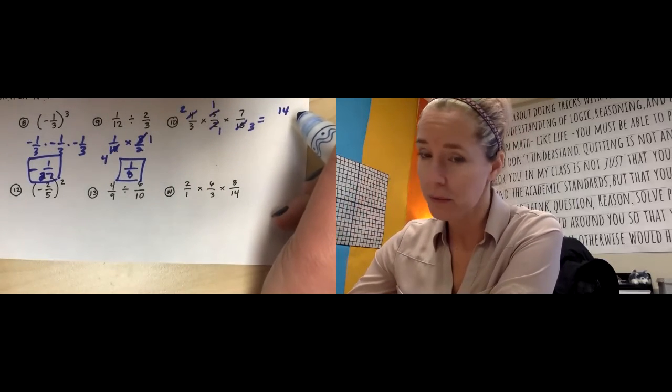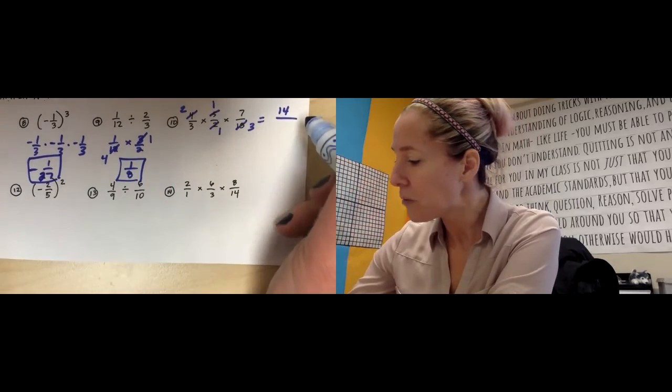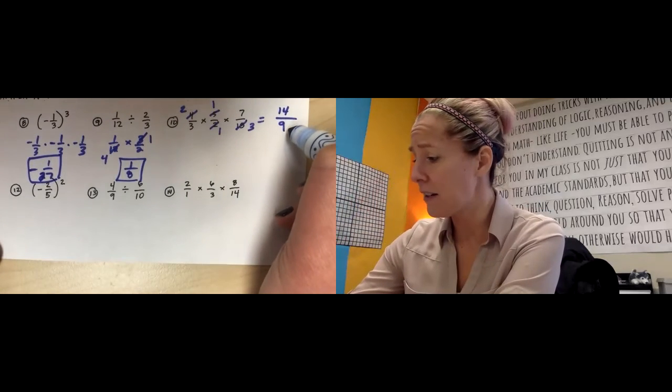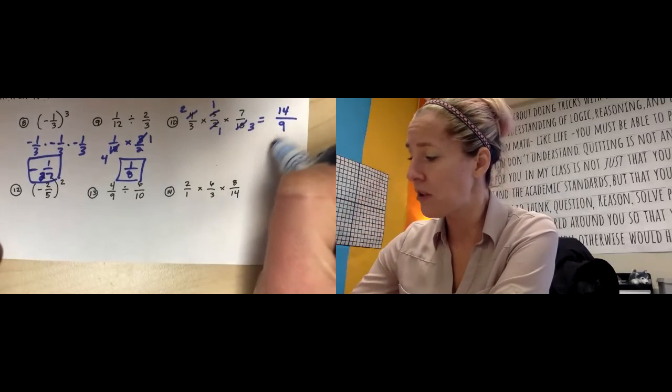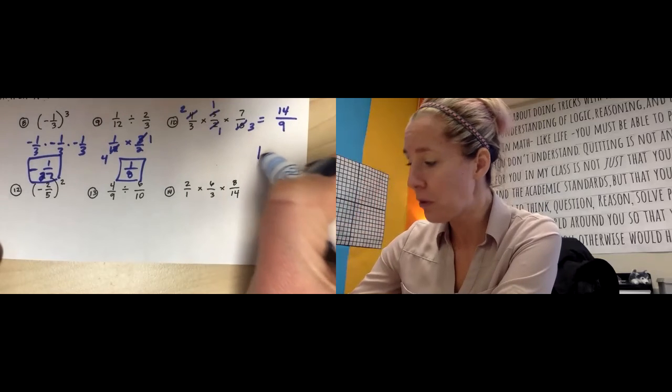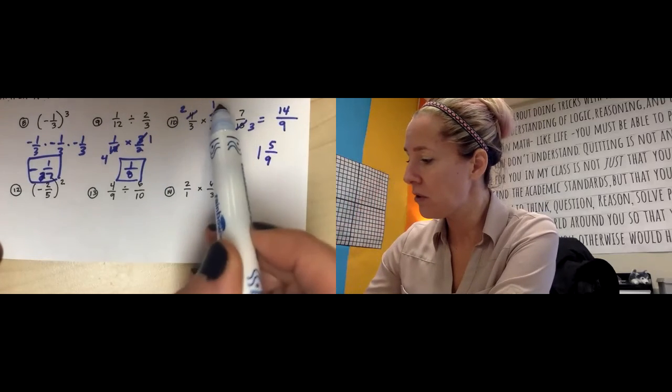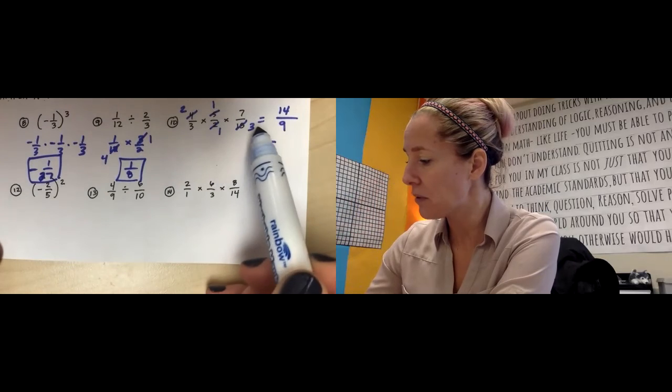2 times 1 is 2 times 7 is 14. 3 times 1 times 3 is 9. So you can go ahead and make that into a mixed number if you want to. 9 goes into 14 one whole time with 5 left over. Let me check my math. 2 times 1 times 7 is 14. 3 times 1 times 3 is 9.